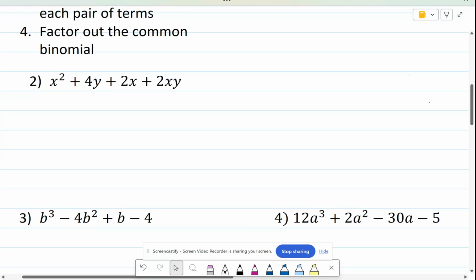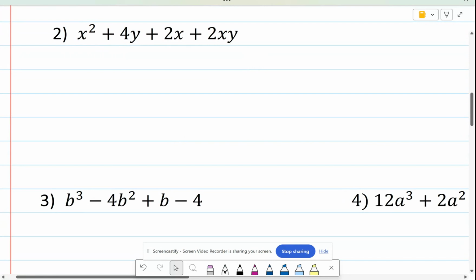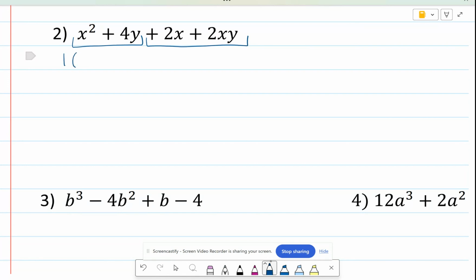Number 2, x squared plus 4y plus 2x plus 2xy. Now, the order that we have these in might be a little tricky, so we can try it. Don't write this down because we might need to change things. Hint, hint. If I group these 2 and group these 2, there is no common factor in these first 2 terms other than 1. So let's see, if I pull out a 1 and I pull out a 2x, these don't match. So that's a problem.